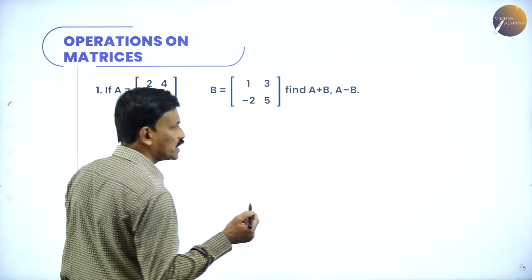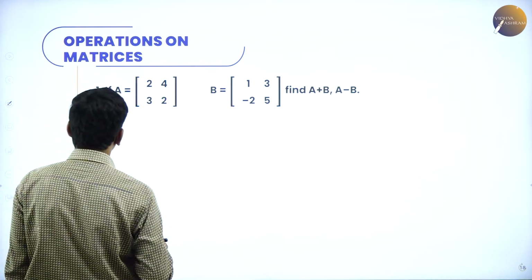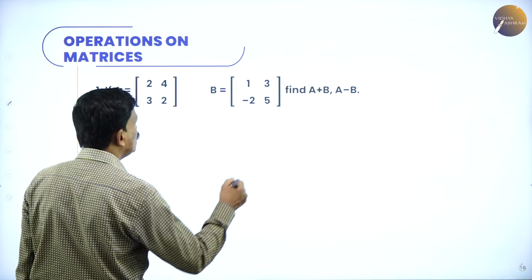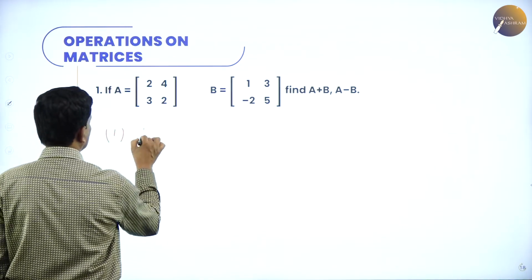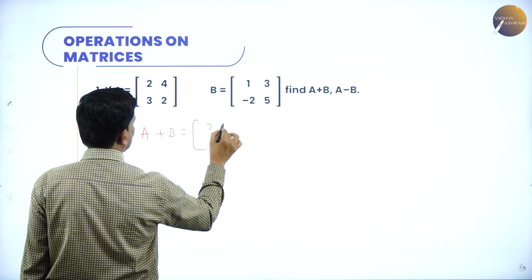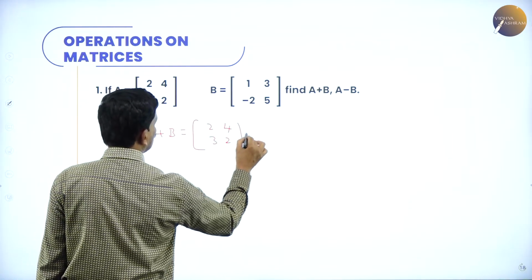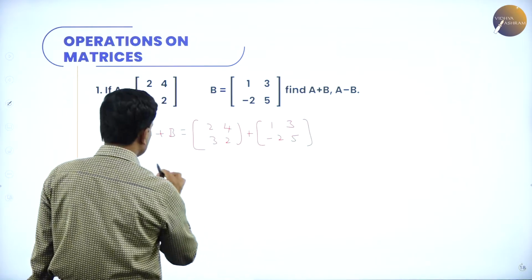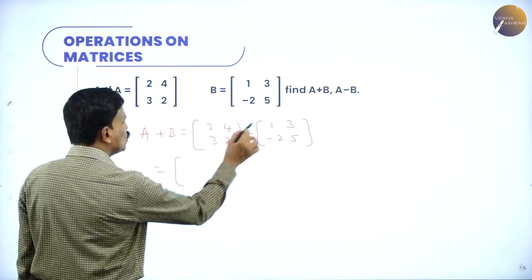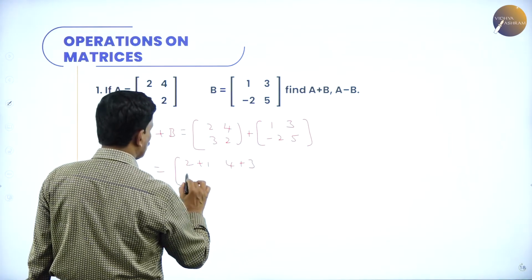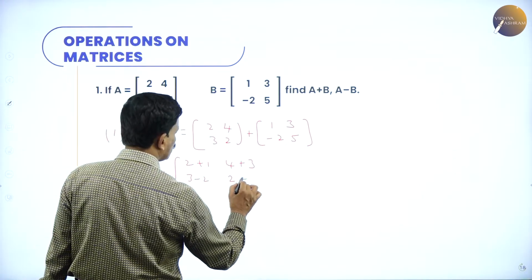Now let me straight away go to the problem. What is the problem? If A is equal to 2, 4, 3, 2 and B is equal to 1, 3, minus 2, 5, find A plus B. Let us come to the first one, A plus B. This is called addition. Write down the value of A, 2, 4, 3, 2 plus B. What is B? 1, 3, minus 2 and 5. Just add the corresponding elements. 2 plus 1, 4 plus 3, then 3 minus 2 and 2 plus 5.